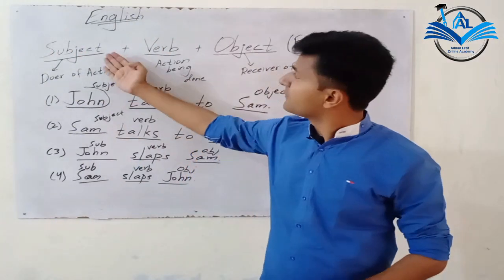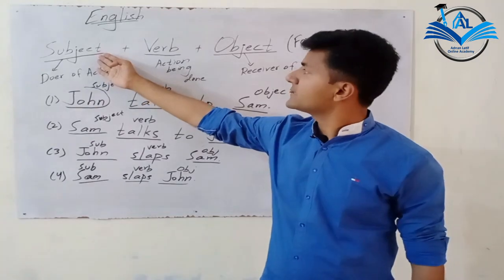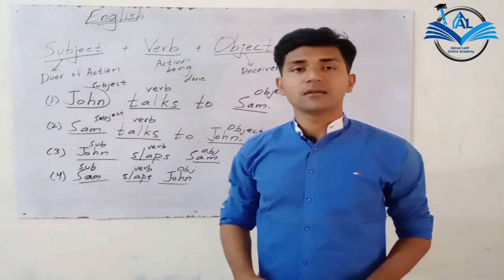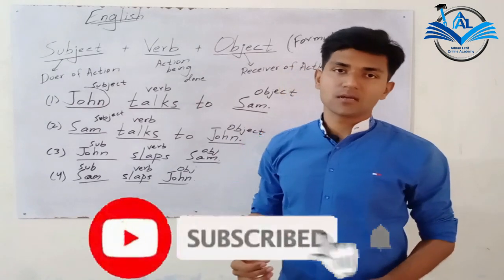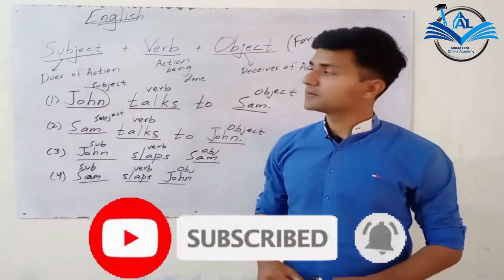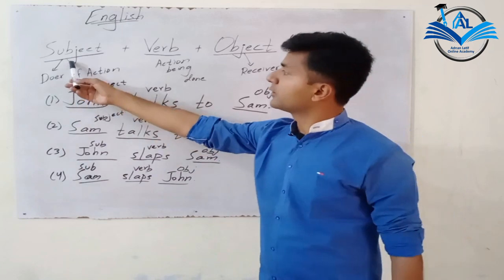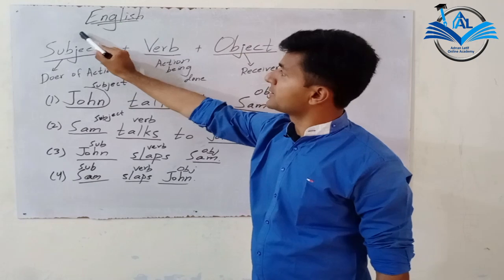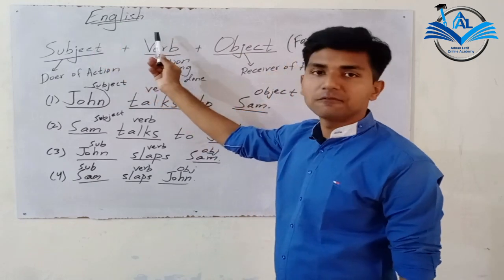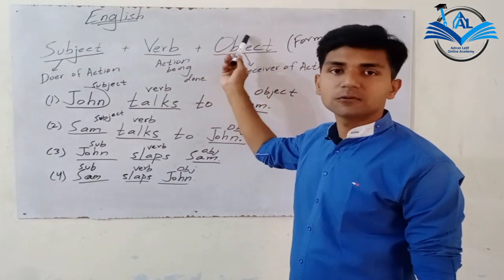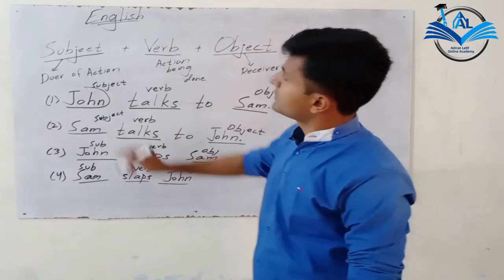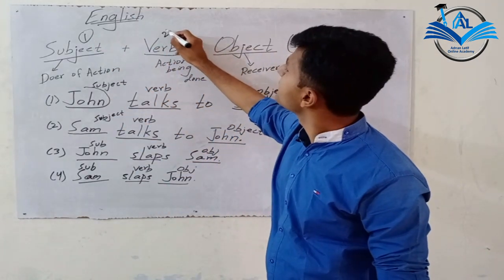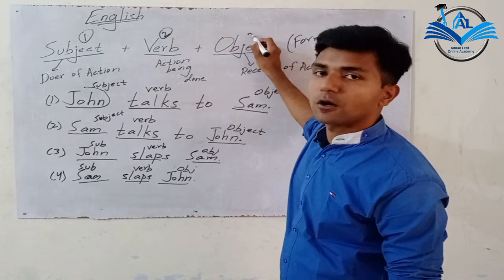So today we have to discuss what is subject, verb and object. Today we will discuss the difference between subject, verb and object. So now look at the board. There is the word subject written, and then there is the word verb written, and then there is the word object written. So it is subject, it is verb and it is object.